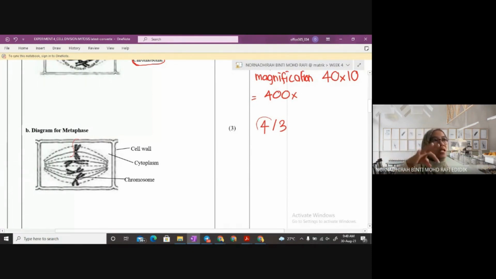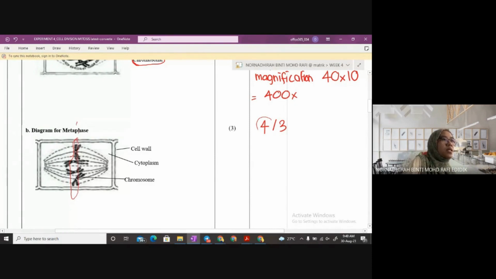Kalau 3, kalau 2. Saya prefer untuk buat 2 lah paling minimum. And 4 is the maximum. Tak perlu buat 1 dan tak perlu buat banyak. Okay, and then for the metaphase, make sure all the chromosomes are centered or lined up at the metaphase plate.